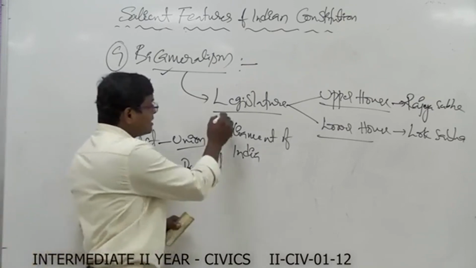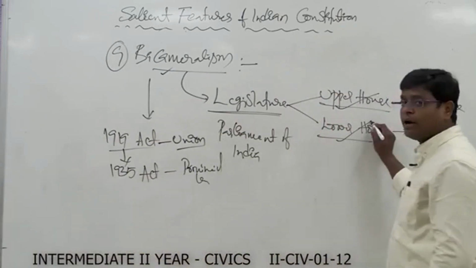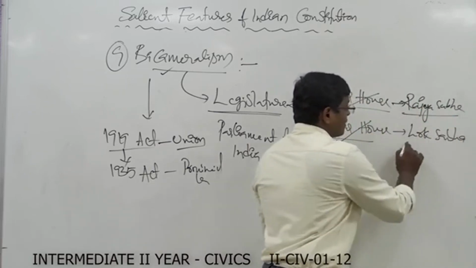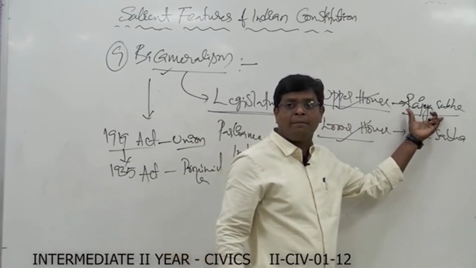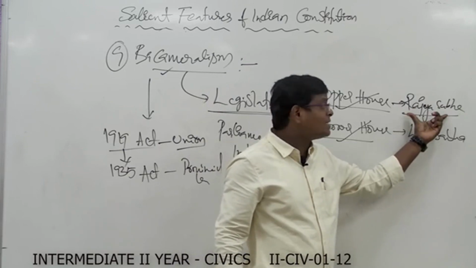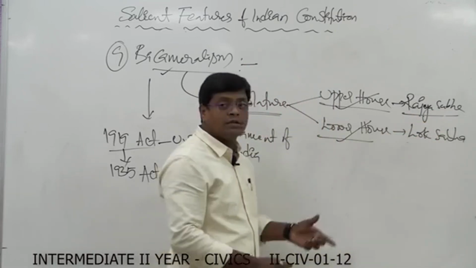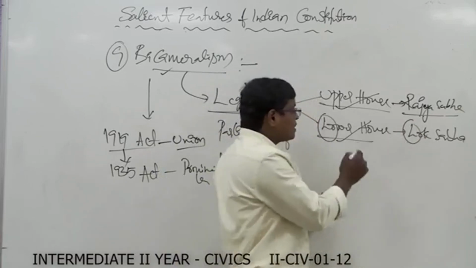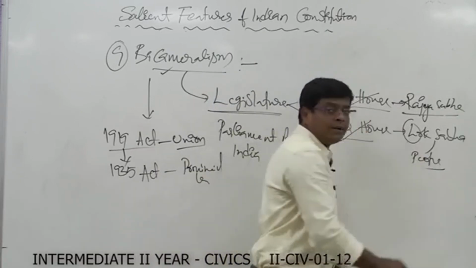So keep in mind, in the bicameral system, the legislature contains an upper house and a lower house. From the Indian point of view, the upper house is the Rajya Sabha, which represents the states, and the members of the Rajya Sabha come from states only. It does not represent the people. Whereas the Lok Sabha, which is the lower house, is easy to remember. It represents the people directly. It is the people's house.